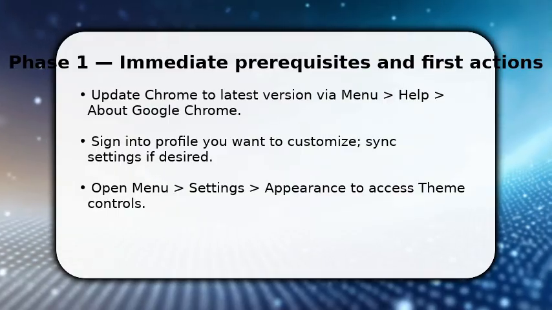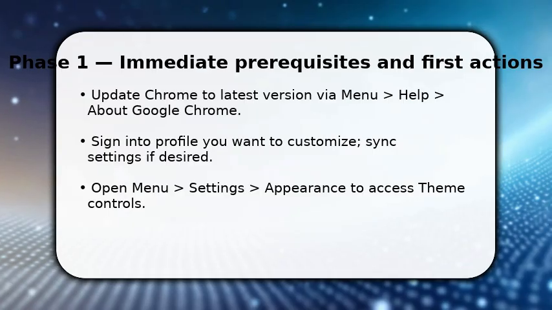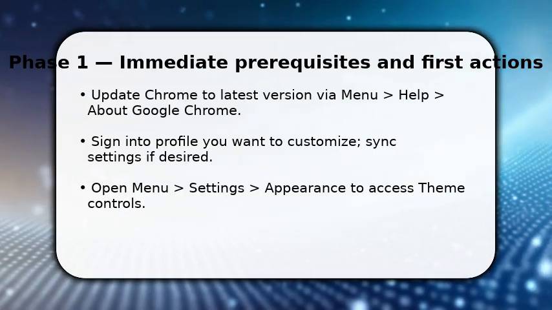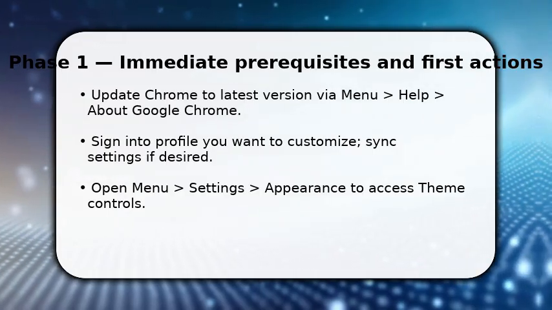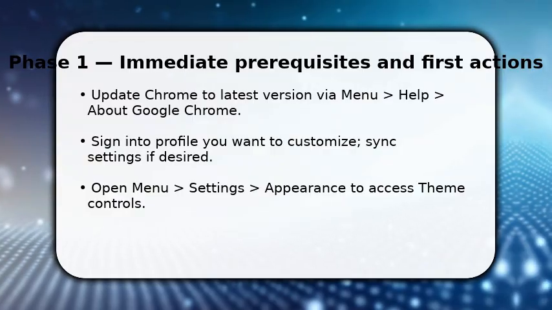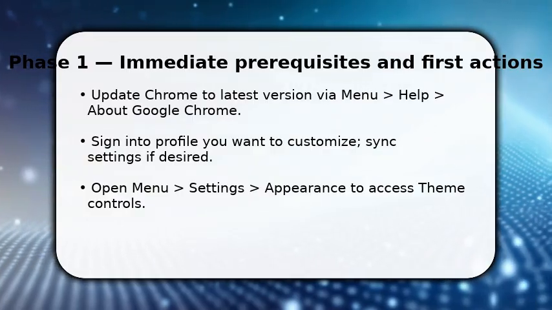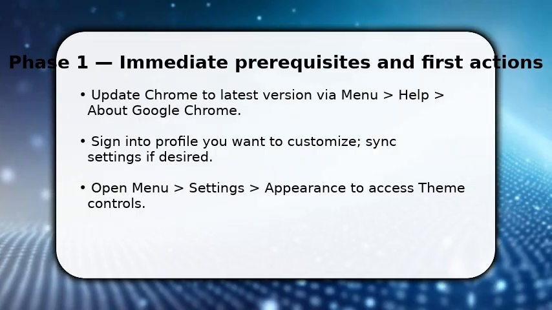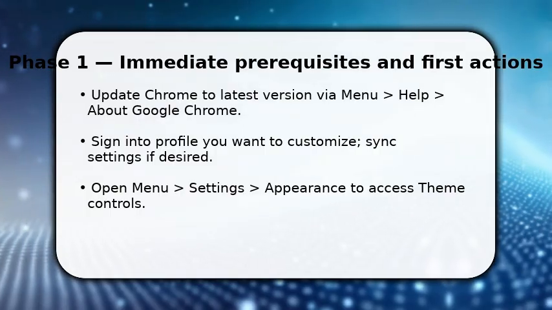You begin by making sure Chrome is current and you're in the right profile. Once done, sign in so changes sync across devices. This prevents lost settings. Now open the three-dot menu, choose Settings, then Appearance. This is where Chrome exposes theme options.